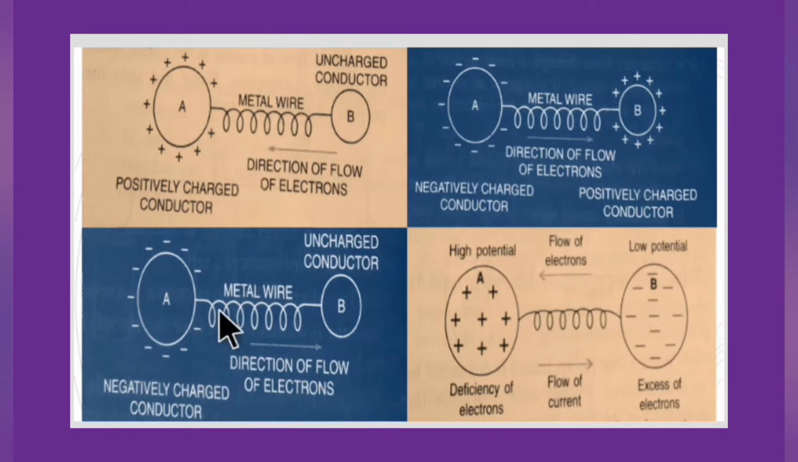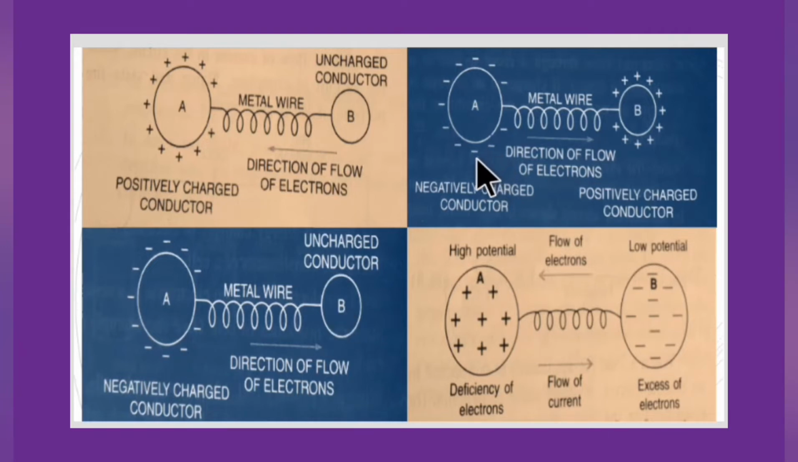Okay, in the next case, when a conductor is negatively charged and there is an uncharged conductor and both are connected by a metal wire, this time conductor A is negatively charged. Hence, if you take this as A and B here, the direction of flow of electrons is from A to B.